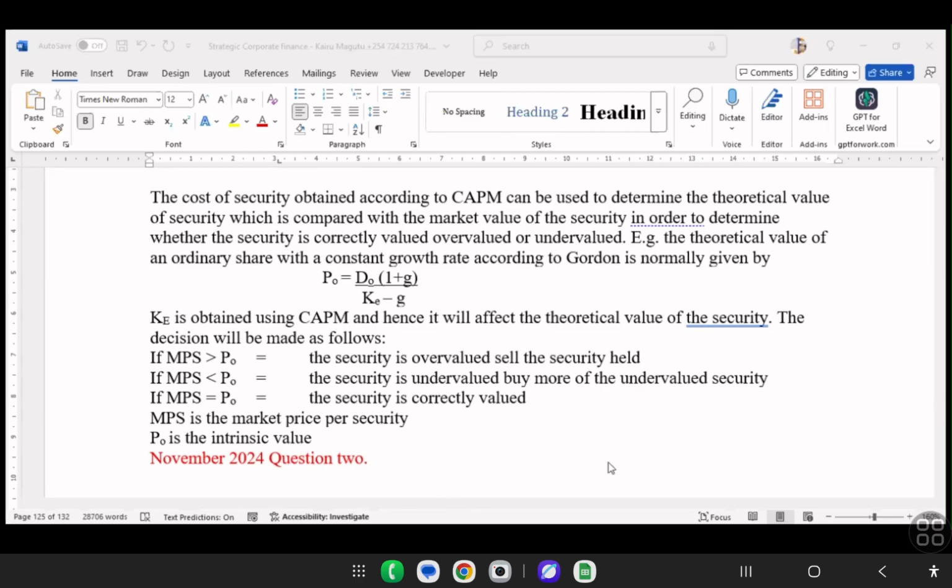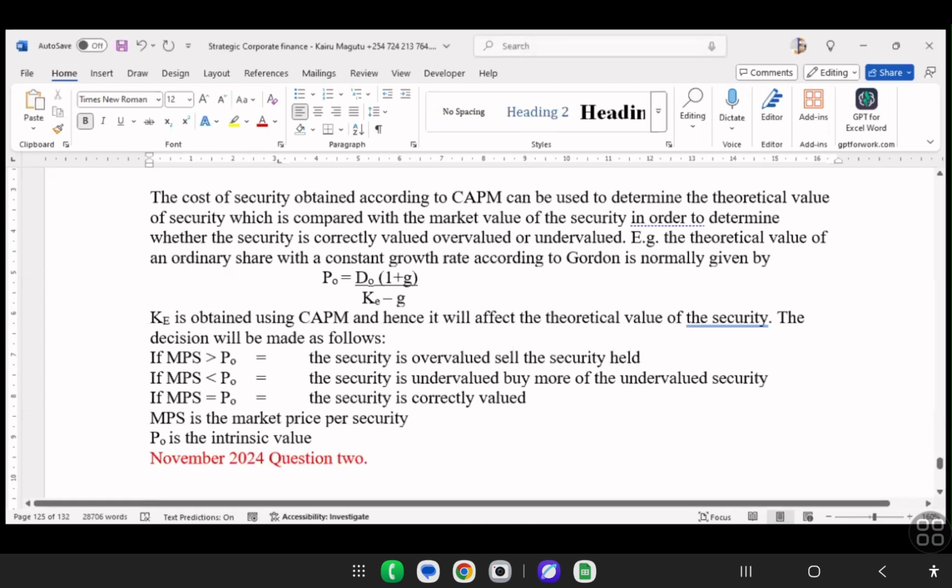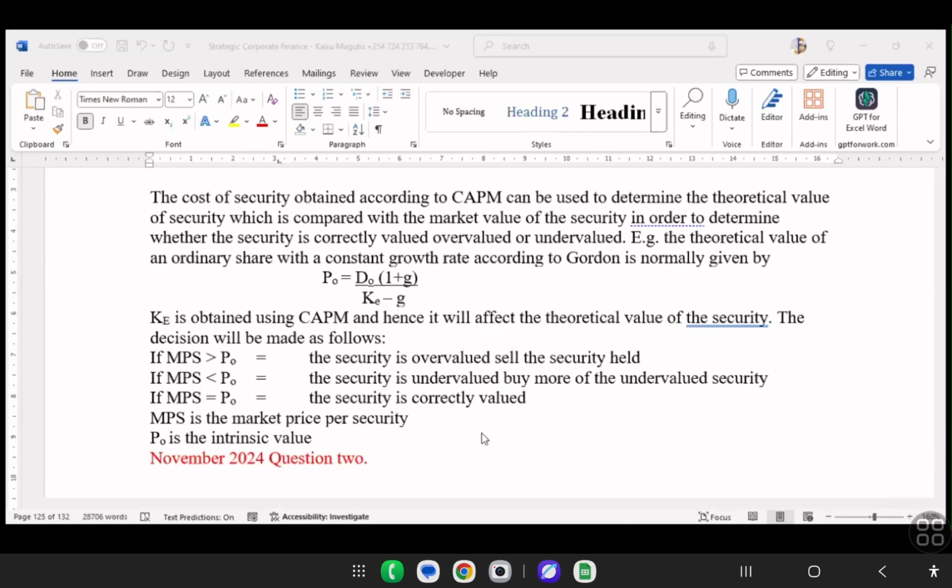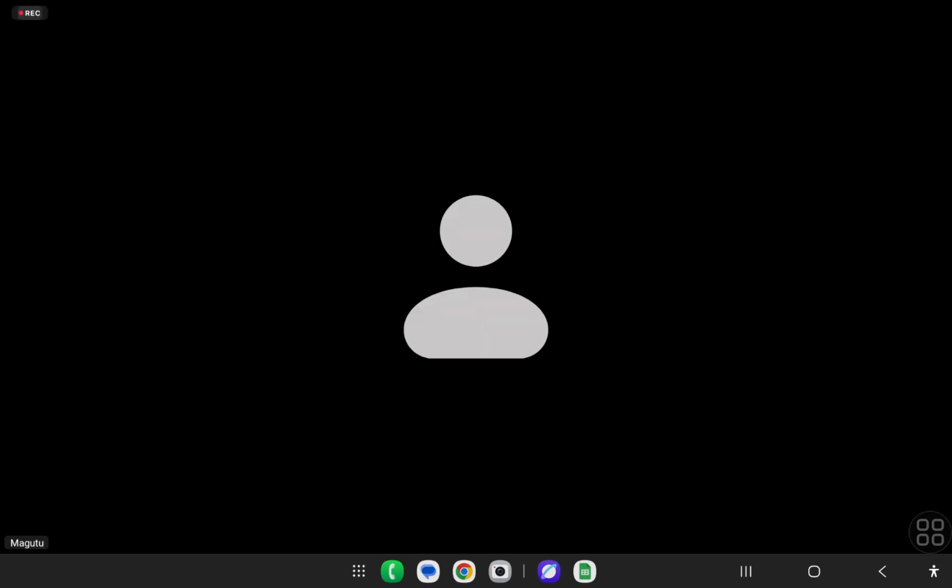November 2024, question 2. Open that question. Intrinsic value means real value or the true value. The intrinsic value, for those who are asking, means the true value or the real value that you determine yourself. It is not given by the forces of demand and supply in the market. It is computed. You compare it yourself. That is what we call the intrinsic value.